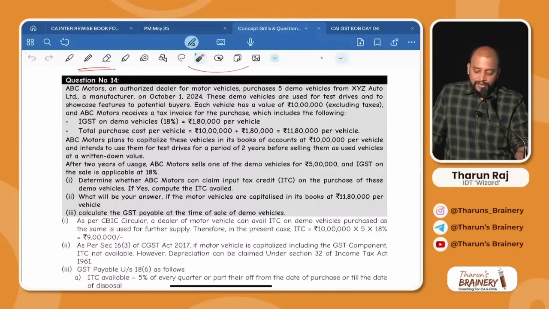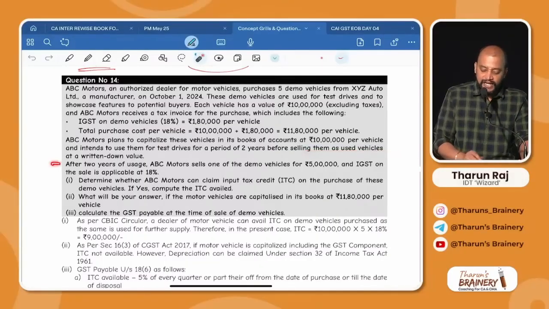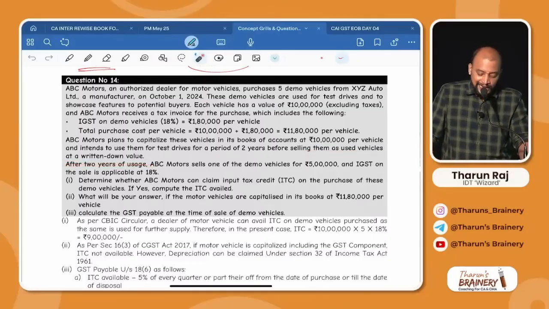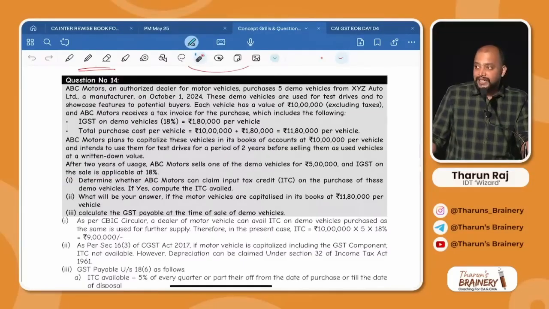ABC Motors plans to capitalize these vehicles in its books of accounts at rupees 10 lakh per vehicle and intends to use them for test drives for a period of 2 years before selling them as used vehicles at a written down value. After 2 years of usage, ABC Motors sells one of the demo vehicles for rupees 5 lakh and IGST on the sale is applicable at 18%. Determine whether ABC Motors can claim input tax credit on the purchase of these demo vehicles. If yes, compute the ITC available.